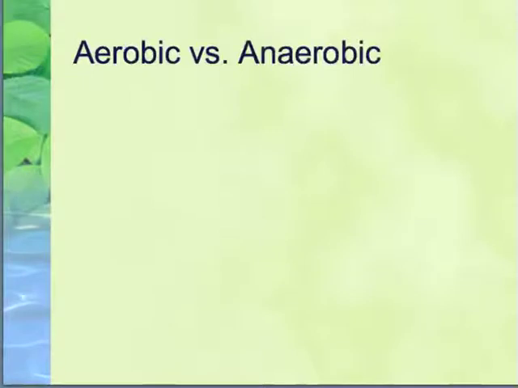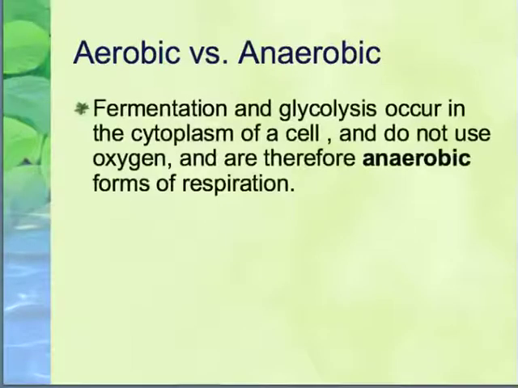All right, so we were talking about respiration, cellular respiration, in the form of with oxygen and without. Okay, we've already talked about what happens without oxygen. So what is that called? Well, fermentation and glycolysis happen in the cytoplasm of a cell, and they do not use oxygen. That means that they are anaerobic. If you look at the etymology or the meaning of the parts of the word anaerobic, an means without, aero means oxygen. So we're talking about without oxygen.